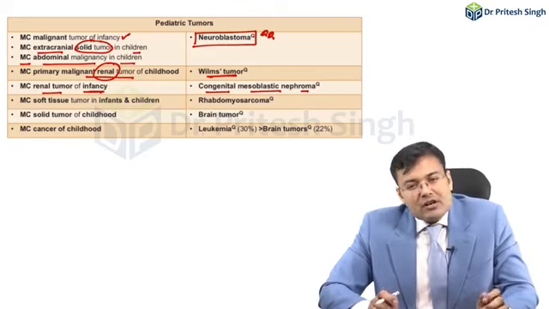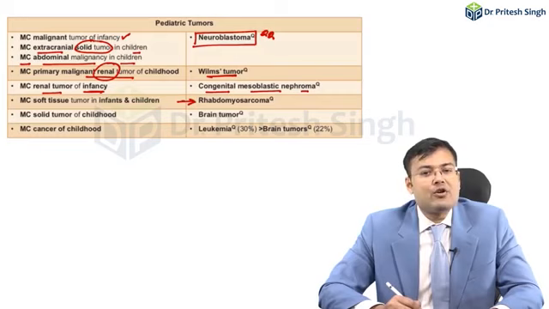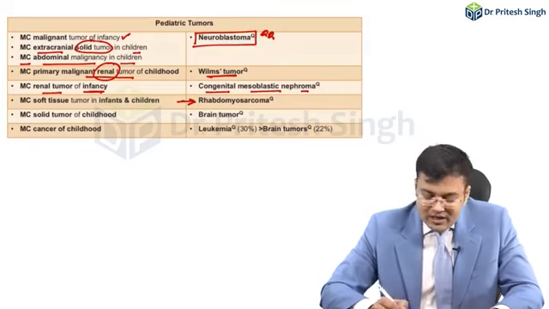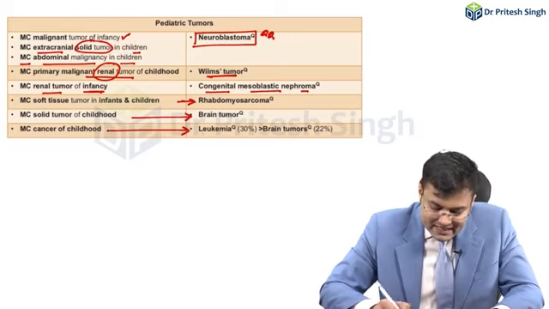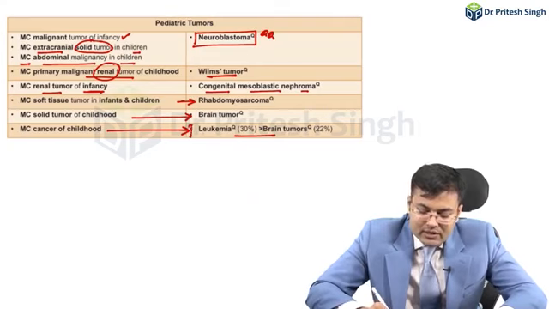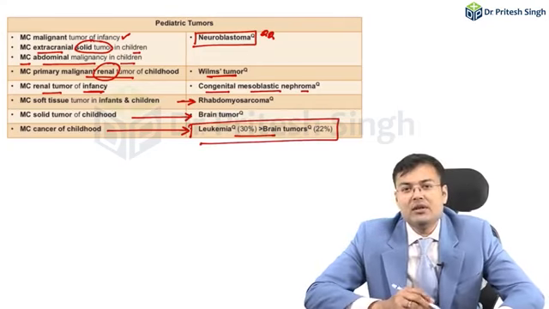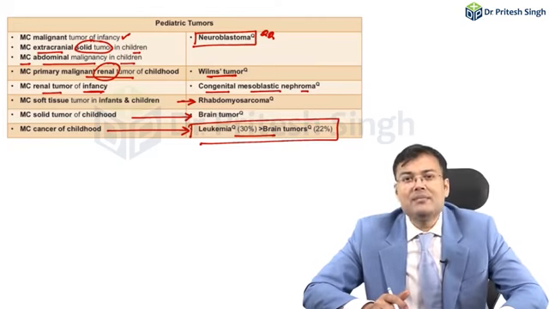What's the most common soft tissue tumor in infants and children? It's rhabdomyosarcoma. What's the most common solid tumor of childhood? It's the brain tumor. And what's the most common cancer of childhood? It's the leukemia followed by brain tumor. These two are most common.